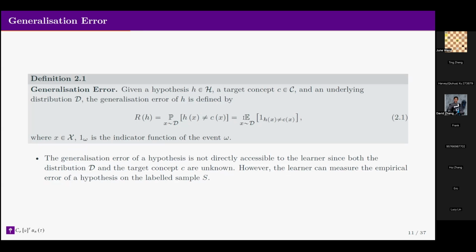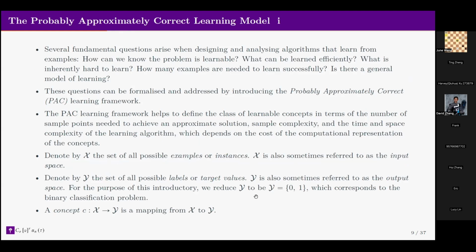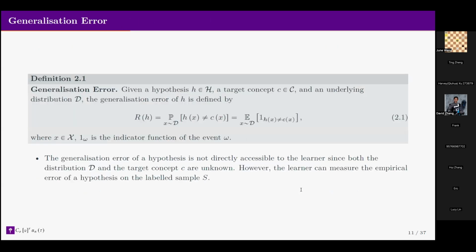In other words, you can calculate the expectation, where here 1 is an indicator function, which means the event omega happens, then you take 1. Otherwise, it is 0. So suppose, for this introduction, we only consider the output space contains 2 different values, 0 and 1, which corresponds to binary classification. For instance, if you want to decide whether the email that you received is the email that you want or it is a spam. So it is a binary classification problem.